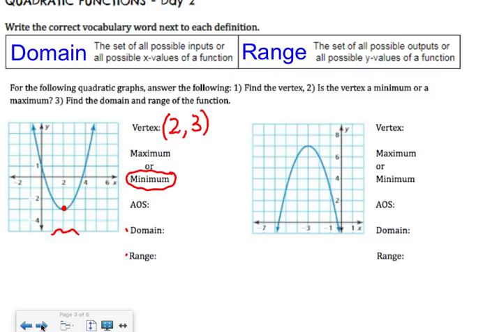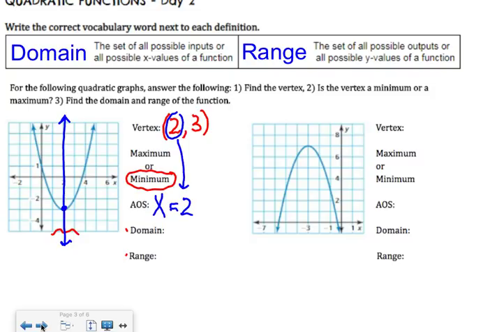Our axis of symmetry is that line that cuts our parabola in half. So that blue line I just drew in, and remember it's always x equals. What's x equal right here? 2. And remember, it's the same number as this guy. Same thing.